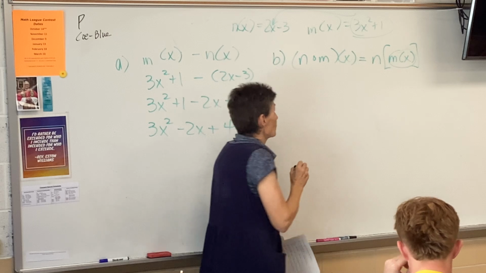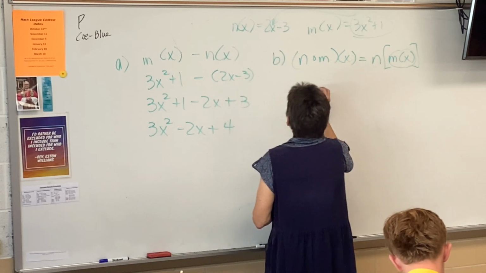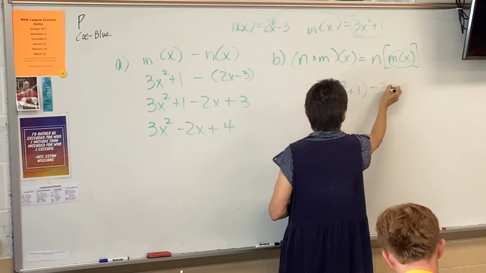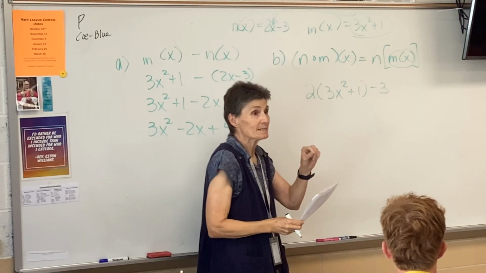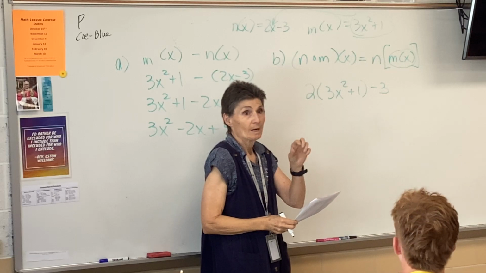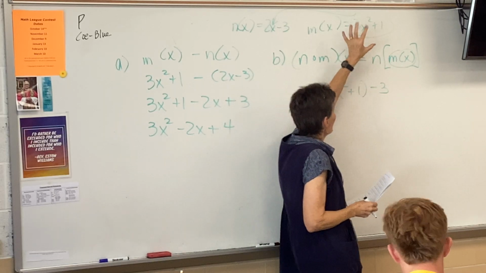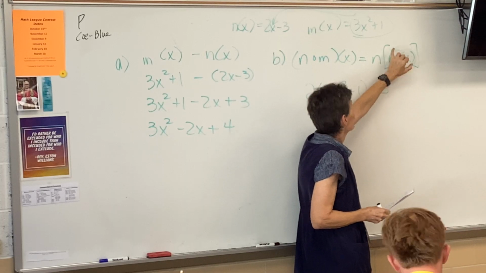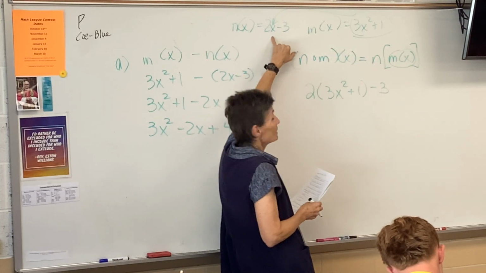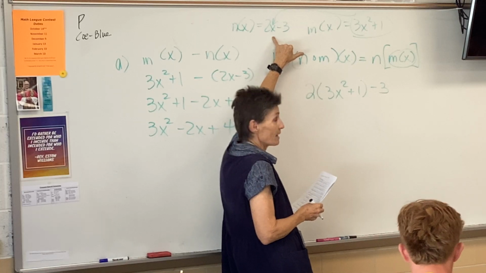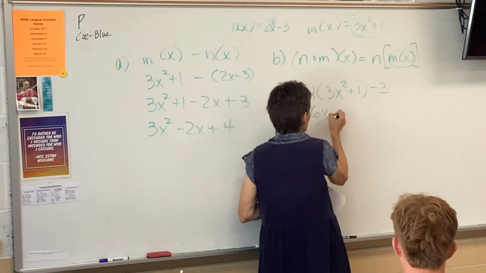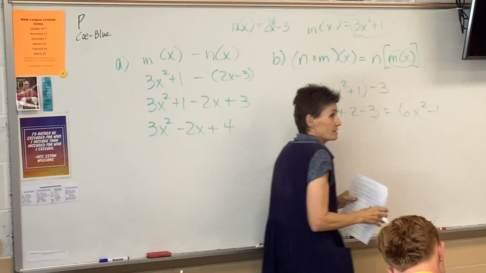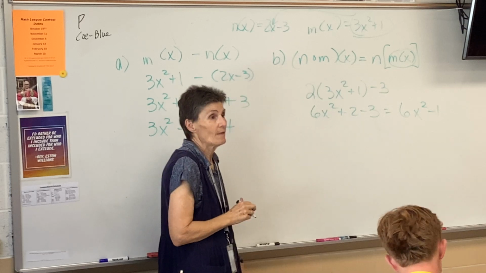Okay? So that's going to look like 3x squared plus 1 minus 3. Did everybody see what I just did right there? I took the entire m function. There's no number there, so I have to use the entire function, and I put it into n in place of the x. So then I'll distribute. And 6x squared minus 1 looks like the answer to that one.